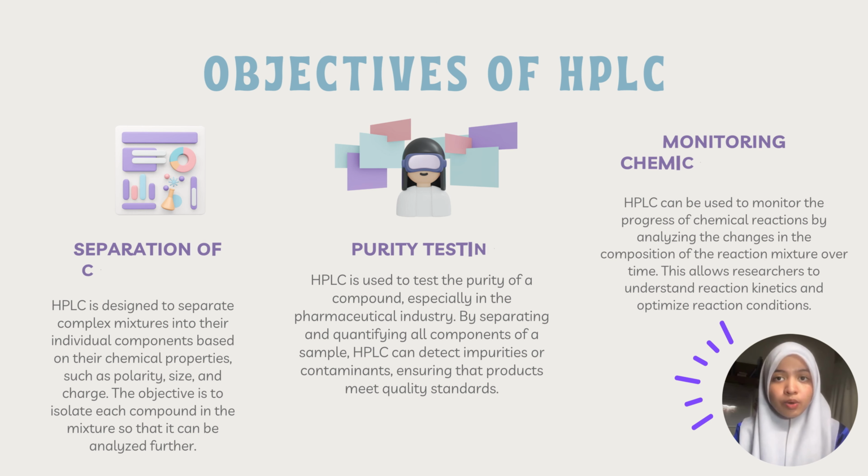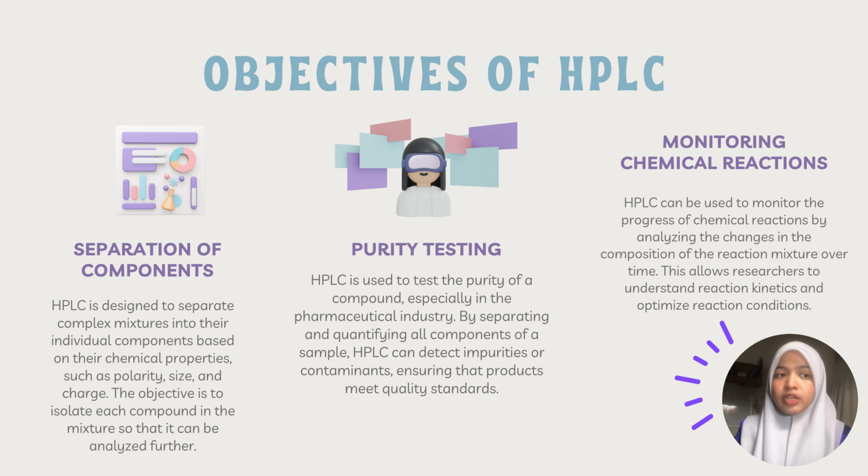Next, we will take a look at the objectives of HPLC. Firstly, separation of components. HPLC is designed to separate complex mixtures into their individual components based on their chemical properties such as polarity, size and charge. The objective is to isolate each compound in the mixture so that it can be analyzed further.